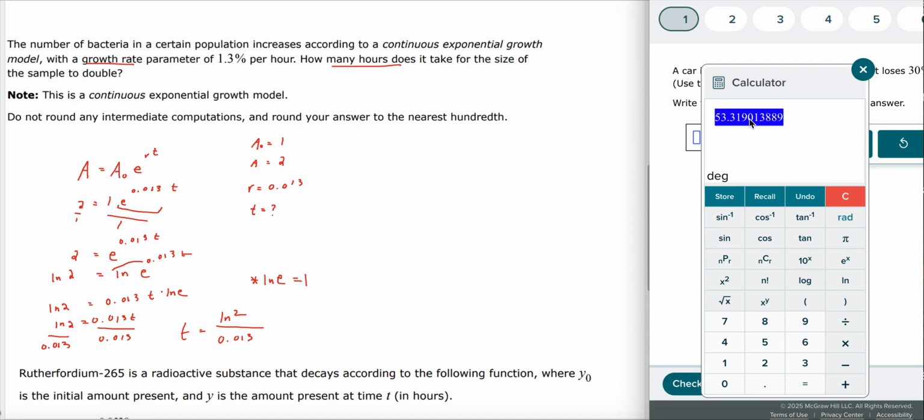So when I look 2 places, that 100th place is a 1. So let's go over to the 3rd place, which is a 9. So that means I will change that 1 in the 100th place to a 2. So my final answer, rounded to the nearest 100th, is 53.32.